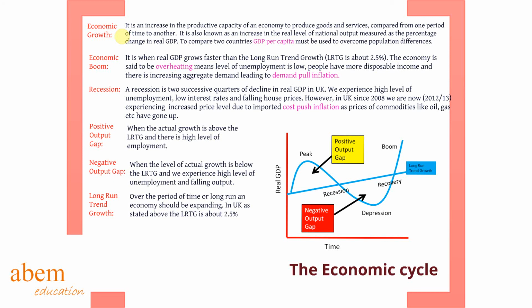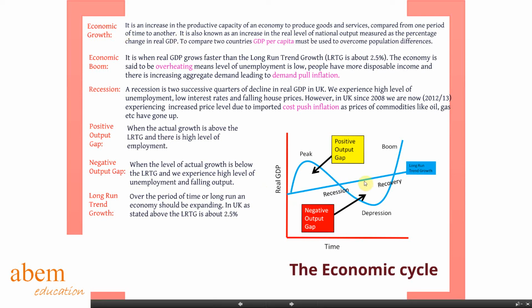have gone up. I've explained before when I was explaining the diagram, positive output gap is when the actual growth is above the LRTG and there is a high level of employment. Negative output gap, on the other hand, is when actual growth is below the LRTG and we experience high level of unemployment and falling output. Long run trend growth: over a period of time, we can see that the economy should be growing steadily up. In the UK, it has been about 2.5%.